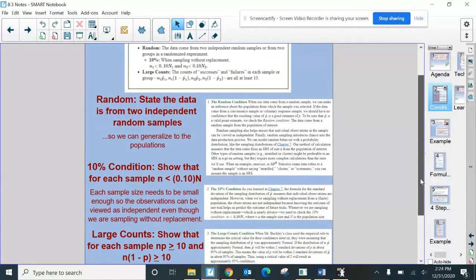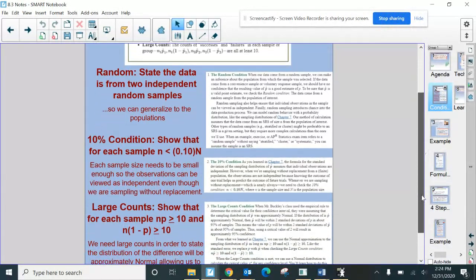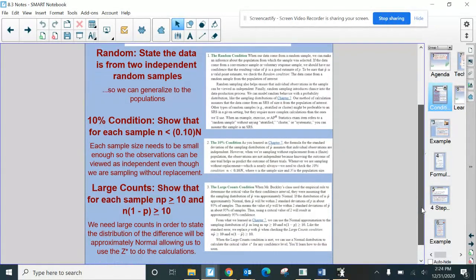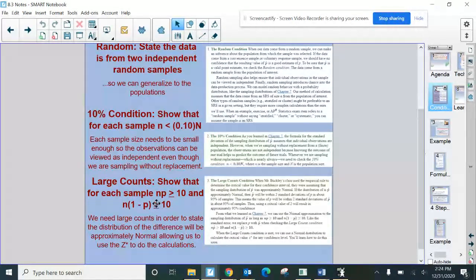And then in order to say it's approximately normal, we need to check our large counts. We need to have at least 10 successes and failures for each sample. So n times p is greater than or equal to 10, and n times 1 minus p is greater than or equal to 10. And you will want to round these numbers to the nearest integer, especially if you plan to use your calculator, which we will talk about when we talk about the technology corner. Okay, and again, that's so we can say it's an approximate normal distribution, allowing us to use our z-star to approximate the area for our confidence intervals.